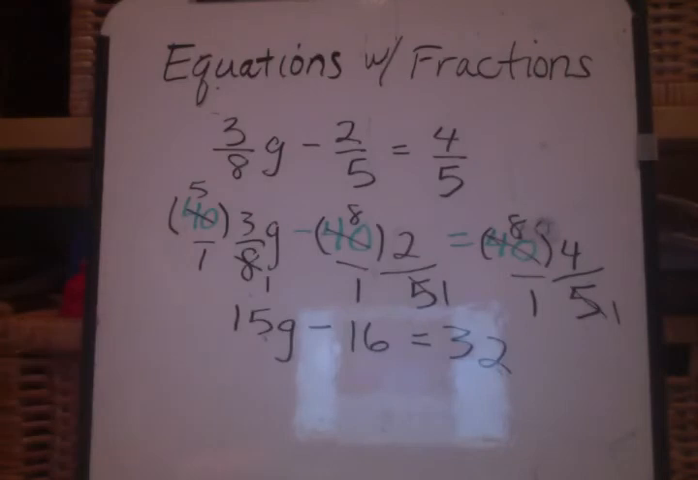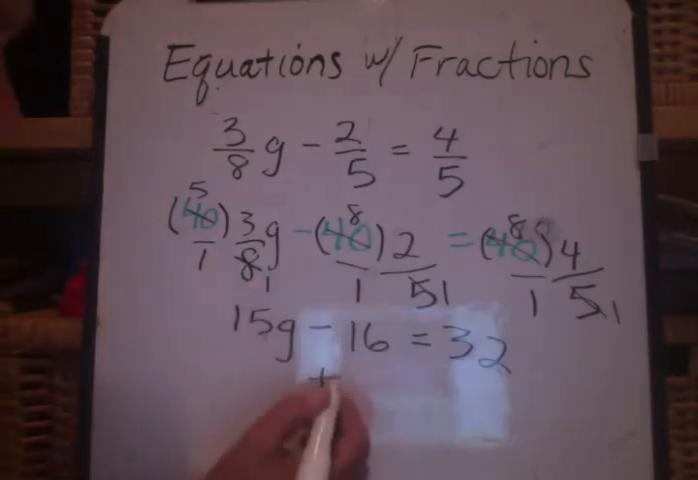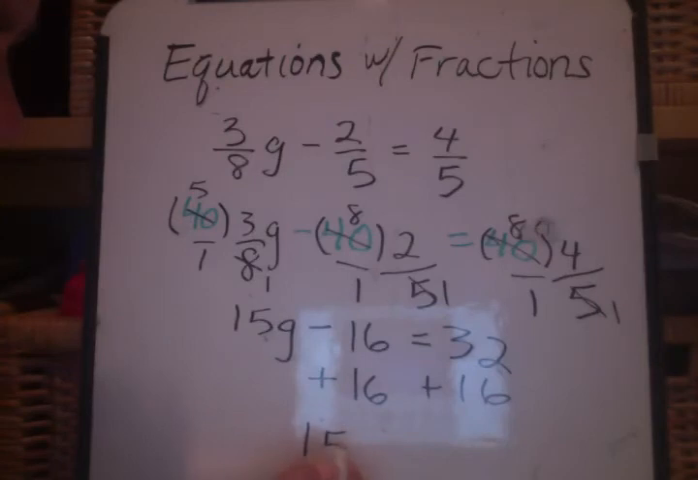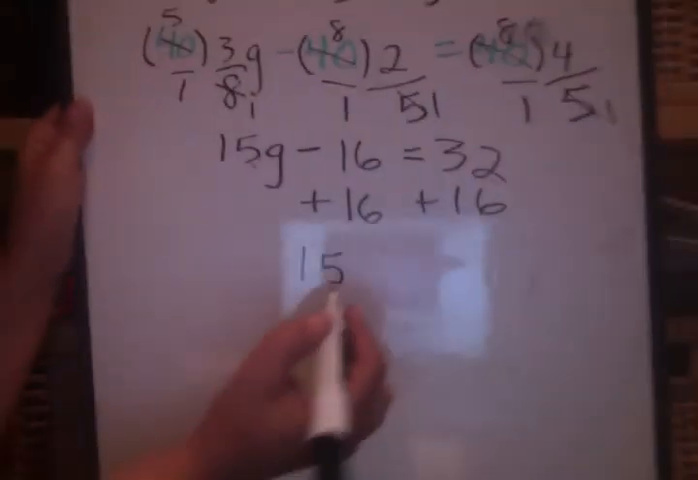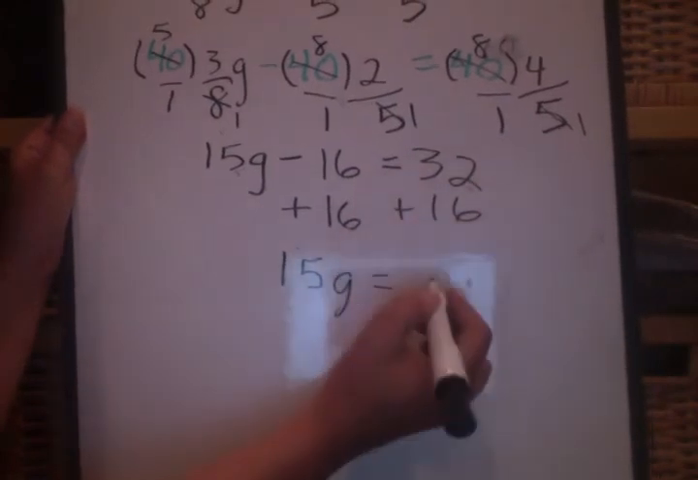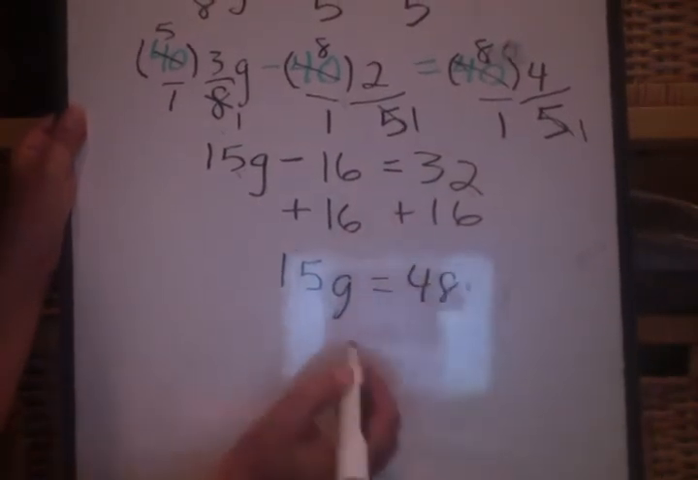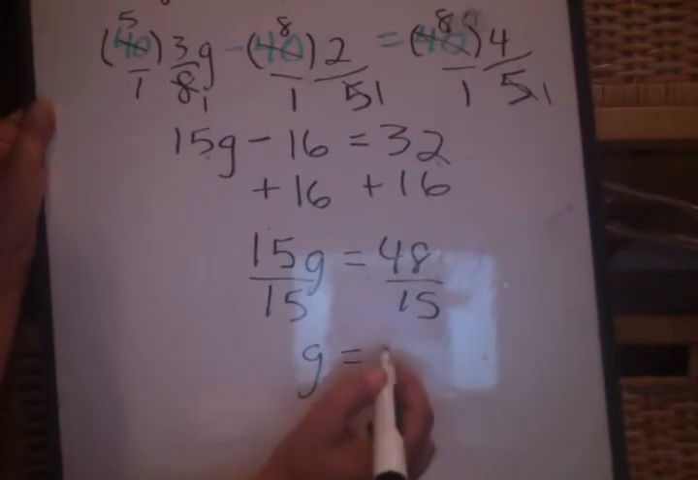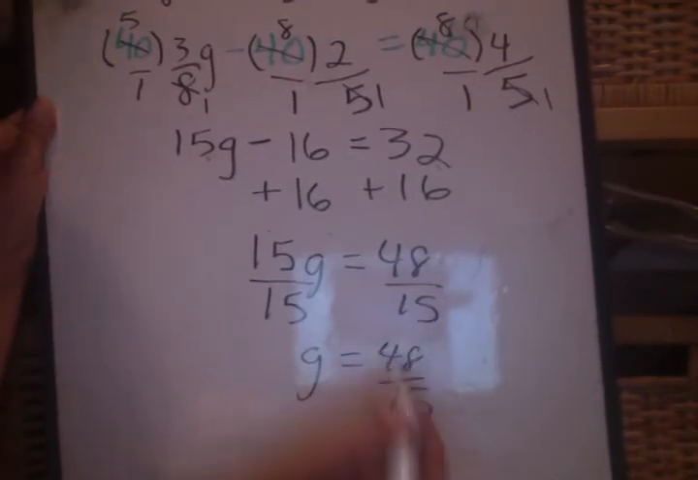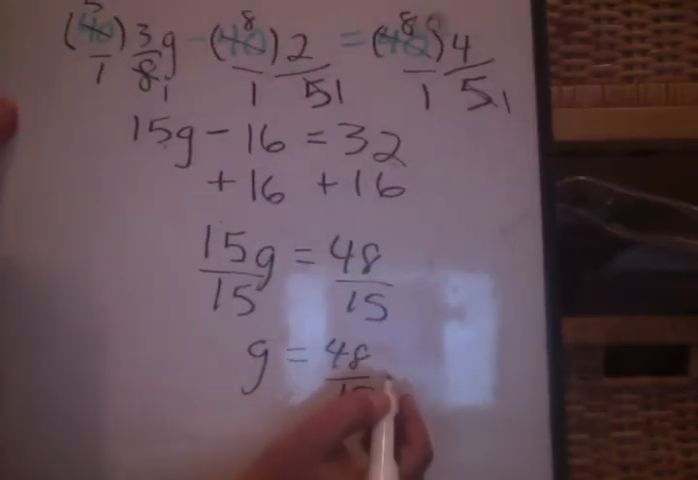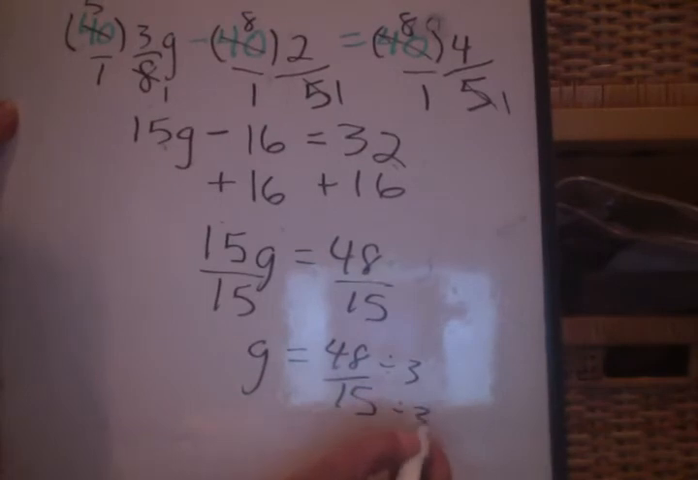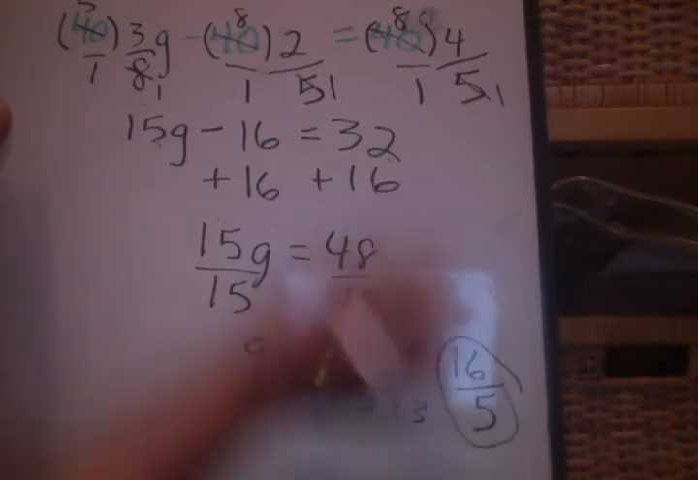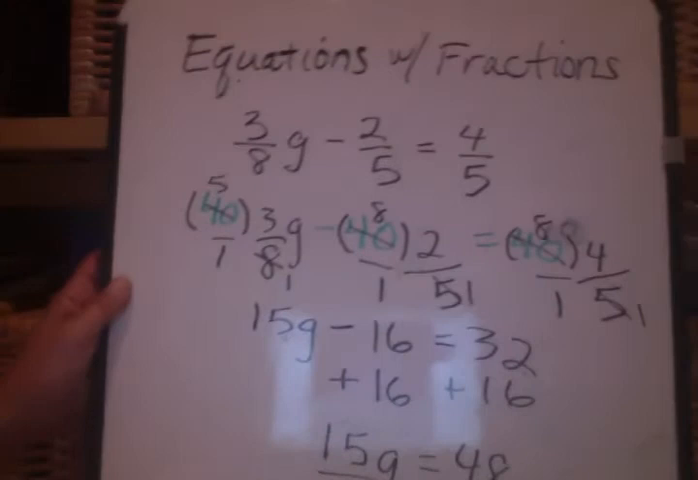And I know a lot of you can work with this. So I'm going to add 16 to both sides. And I'm going to get 15g equals 48. And I divide both sides by 15. And remember, g equals 48 over 15, which is what I got the first time. And if I divide the top and bottom by 3, I would get 16 over 5, which is the same answer I got before. All right, I'll do another one here.